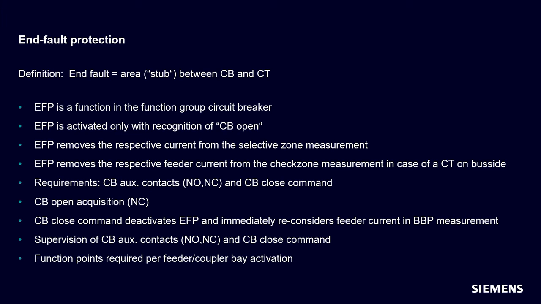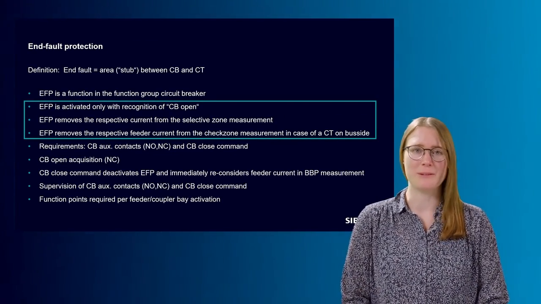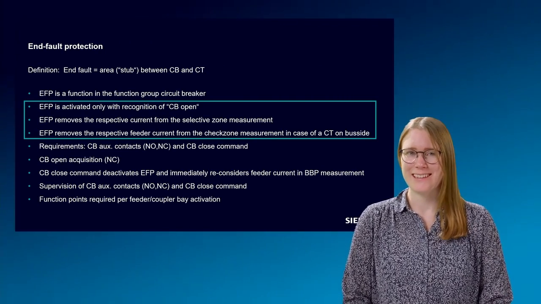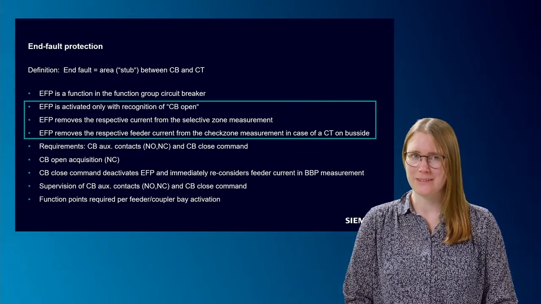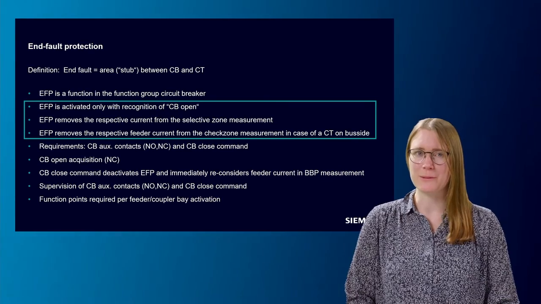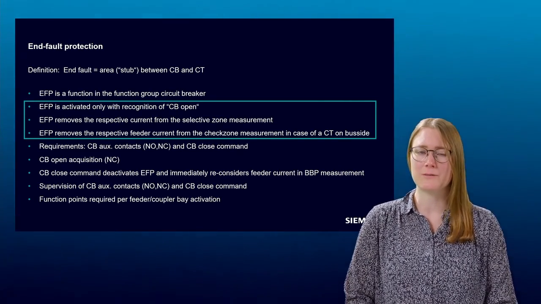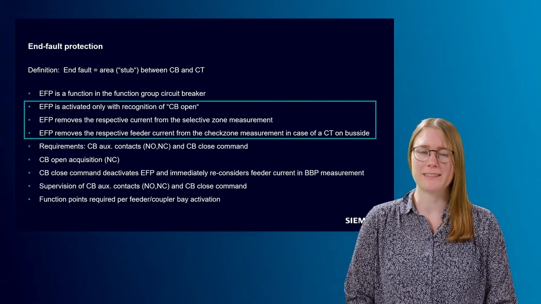End-fault protection requires function points. The most important points on the slide are marked in blue. Please keep them in mind at least till the end of the session. End-fault protection is only active when the circuit breaker is open. When active, it removes the current from the selective zone measurement and also from the check zone measurement if the feeder CT is bus-sided.